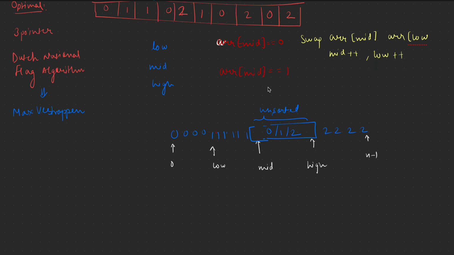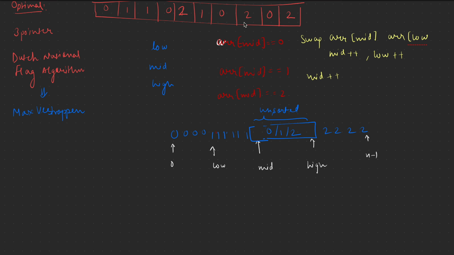Now, if the array of mid equals 1, what do we do here? We just increase the mid pointer, because this portion will be already sorted if we get 1 here.